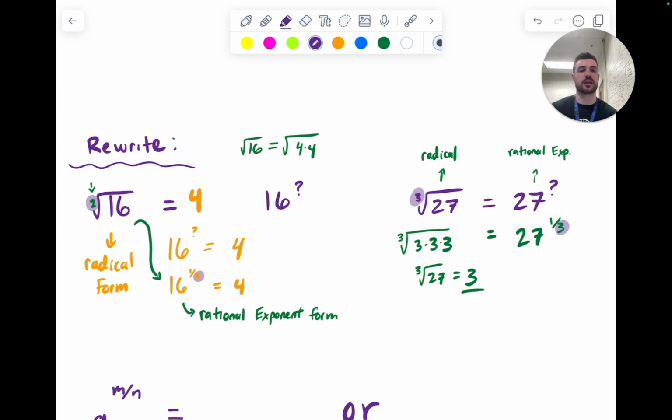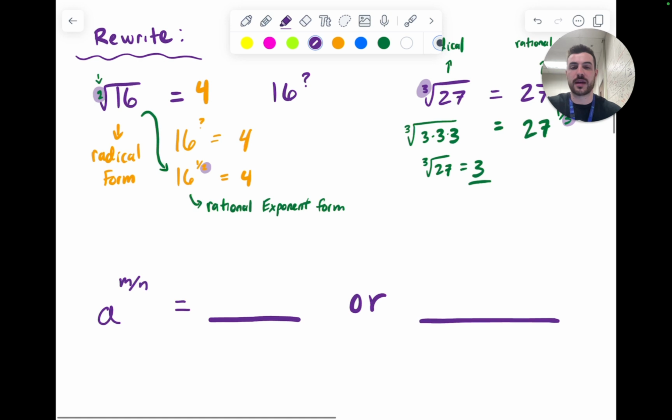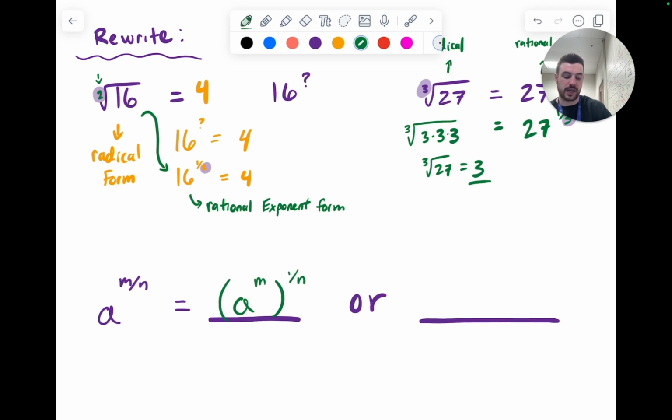And we can kind of go back and forth. It doesn't really matter where we start. You should be able to easily transition between the two. Now, the main thought process that we use here is this idea that we have some value a to the m over n power. Well, if we're going to do rewriting and simplifying, we need to use our exponent properties. Technically, this is the same thing as a to the m raised to the 1 over n power.